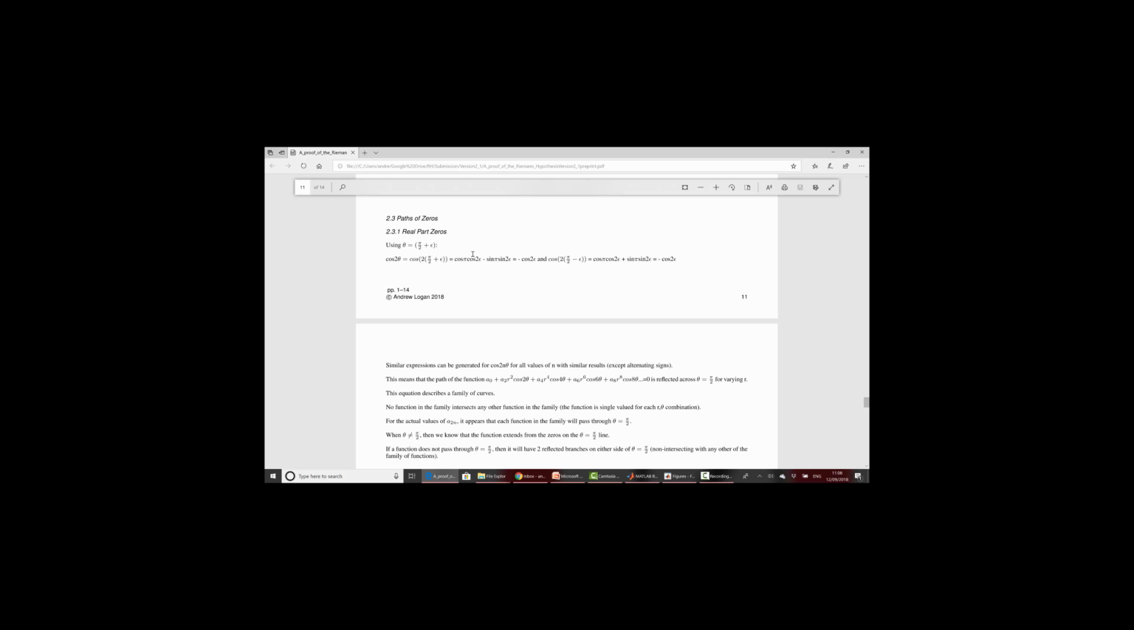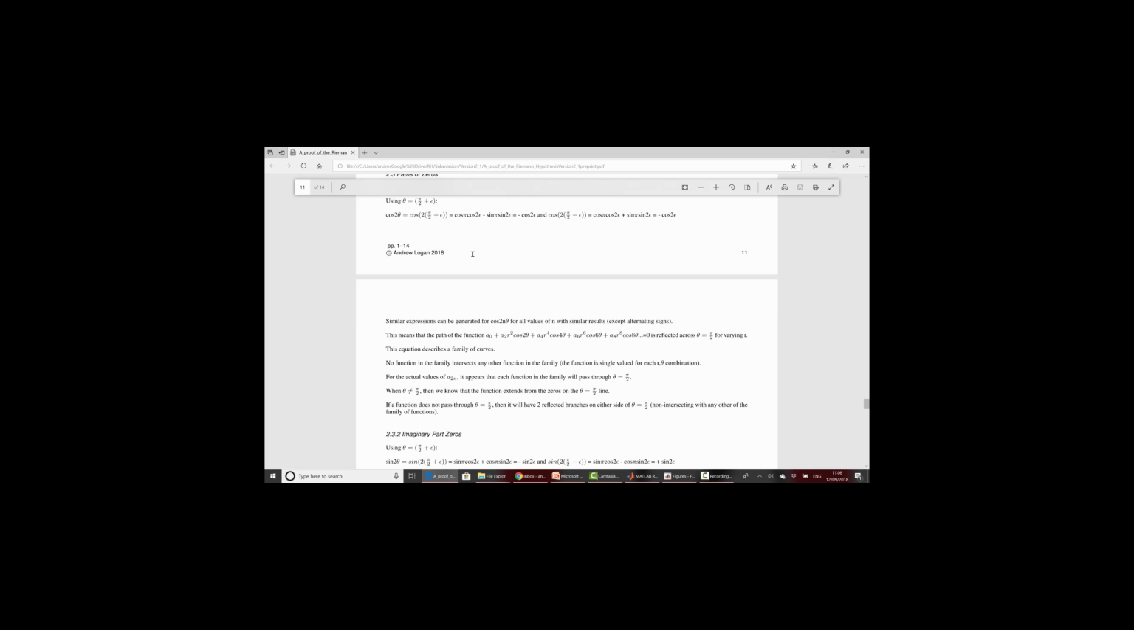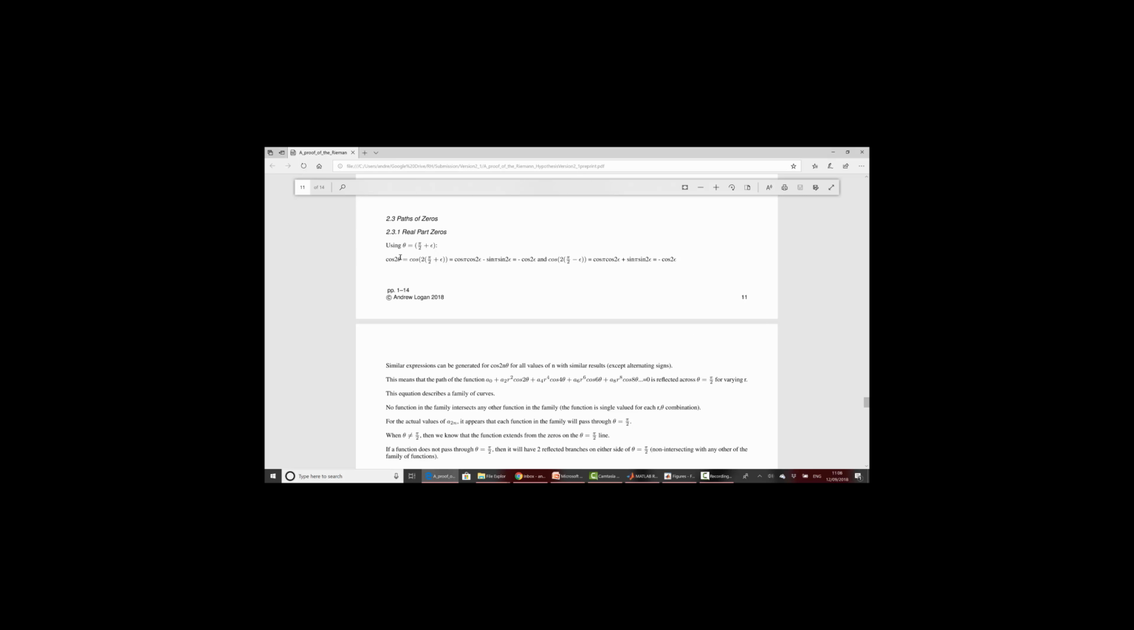Doing that substitution and working through it, then we end up with the expression cos 2 theta equals minus cos 2 theta, cos 2 pi plus 2 plus epsilon, cos pi cos 2 epsilon minus sine pi sine 2 epsilon, which is minus cos 2 epsilon, and similarly cos 2 pi over 2 minus epsilon equals minus cos 2 epsilon.